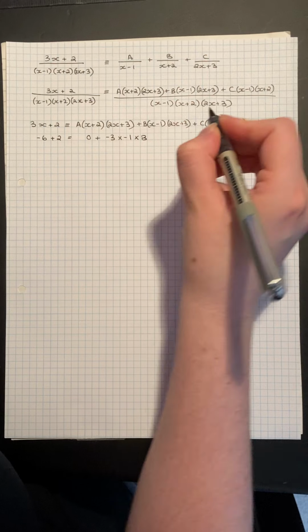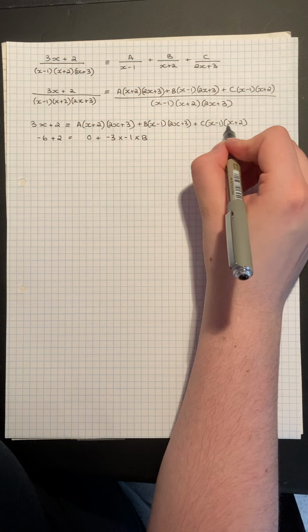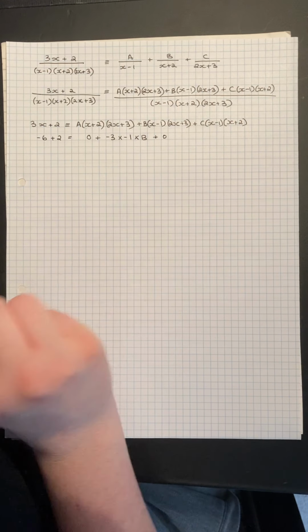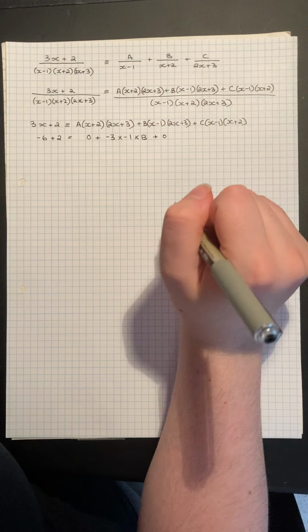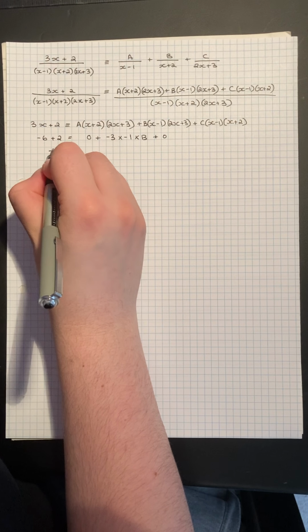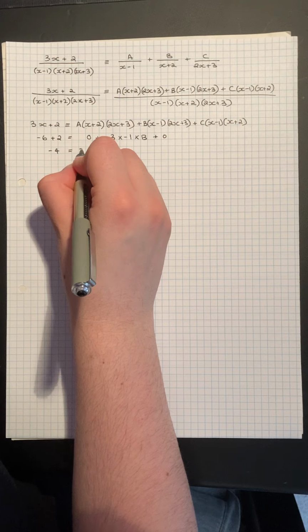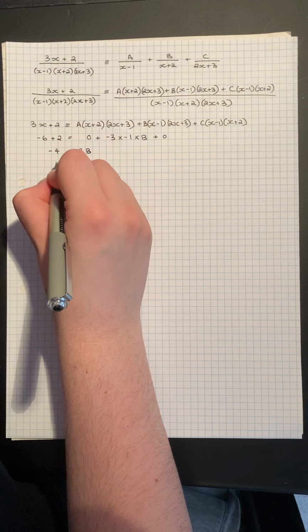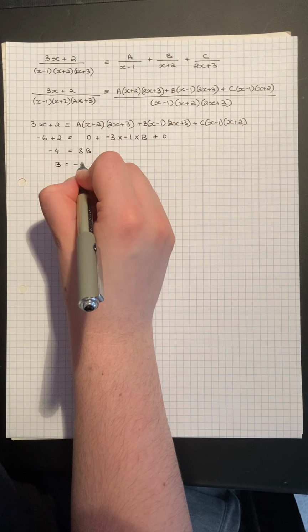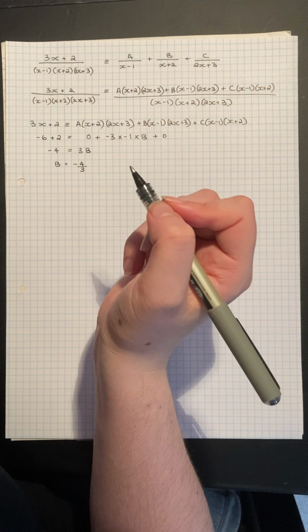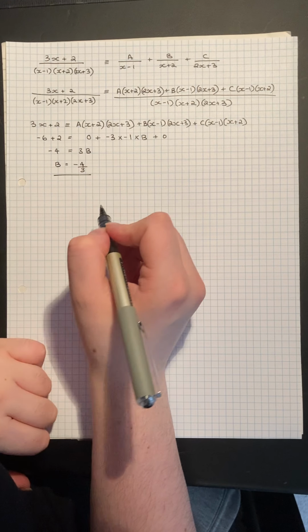And that's times b. And then here, if I substitute in negative 2, that's going to cancel. So I'm going to have 0. So the whole term will be 0. And now here I'm going to have negative 4 equals 3b. So b is going to equal negative 4 over 3. Okay, so that's one of my values.